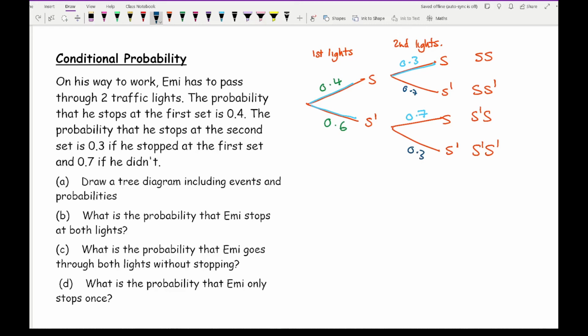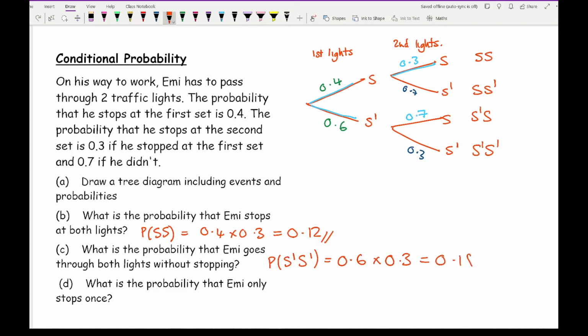The next question then says, what's the probability that Emmy stops at both lights? So in other words, I'm looking for the probability of S and S. Now that is going to be 0.4 times 0.3, which gives me an answer of 0.12. The next question then says, what's the probability that Emmy goes through both lights without stopping? Well, that's the probability of not S and not S. And that's going to be 0.6 times 0.3, which is 0.18.